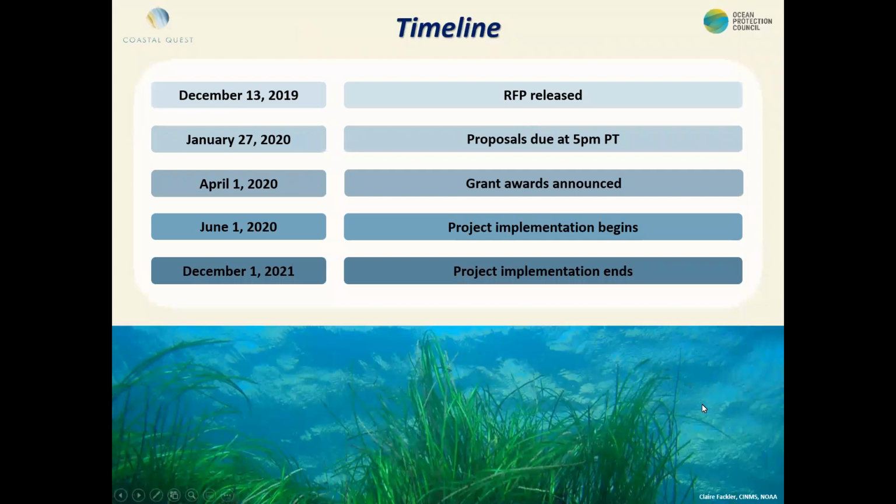So our timeline is, going fast here. We released the RFP on December 13th. We are expecting to receive all proposals January 27th with a due date of 5 p.m. sharp Pacific time. We will be announcing awards April 1st, and then with the goal of having the grant agreements all in place and project implementation beginning by June 1st. And the project ending at the latest December 1st, 2021.